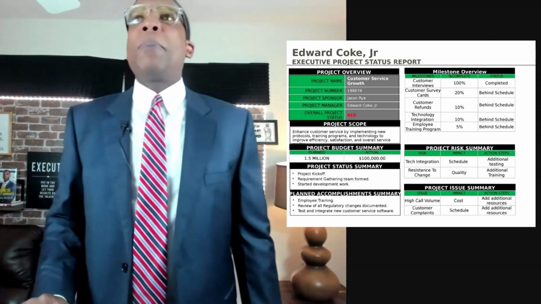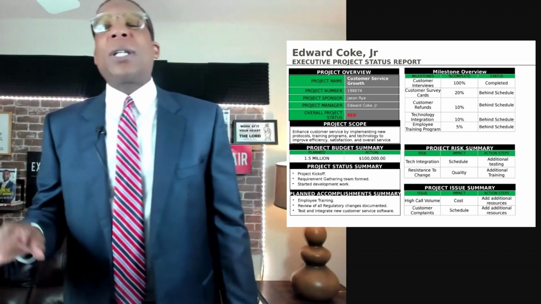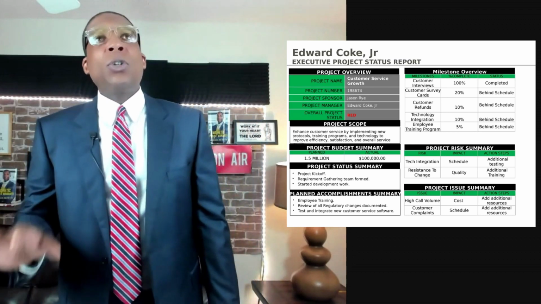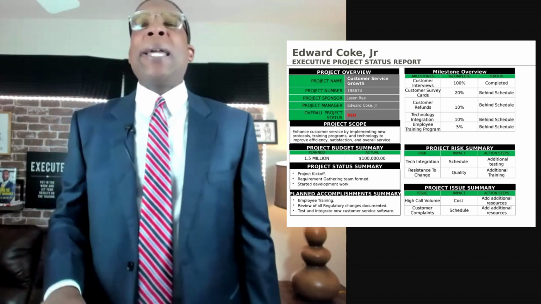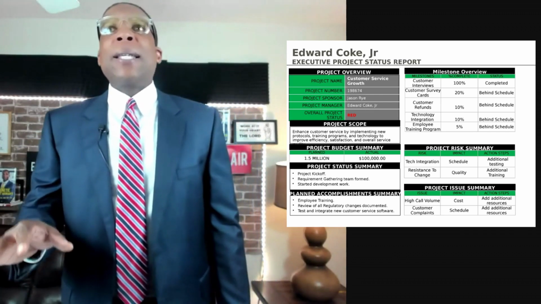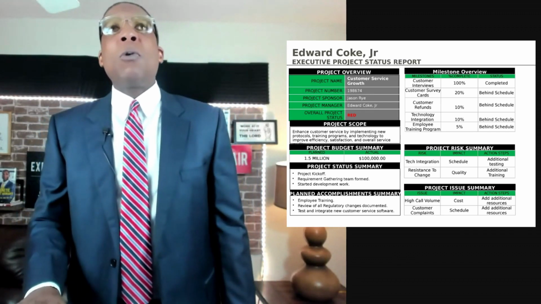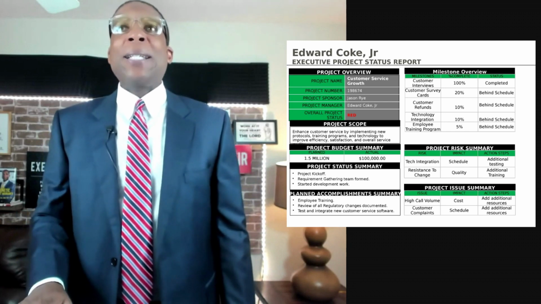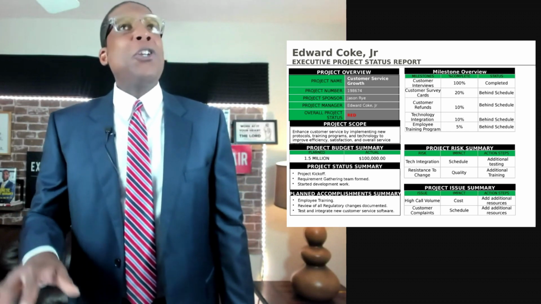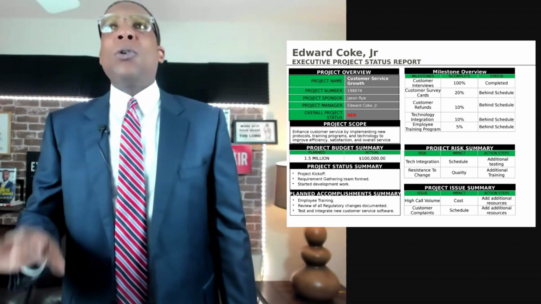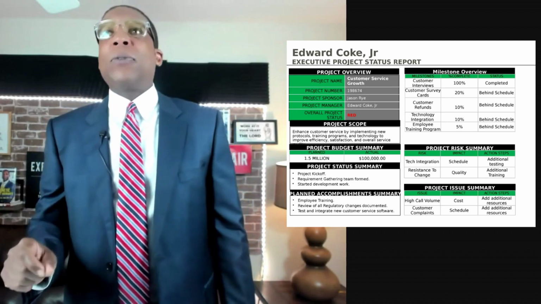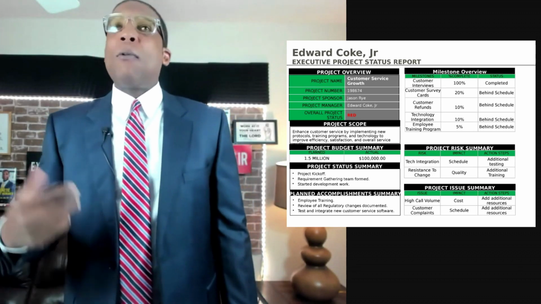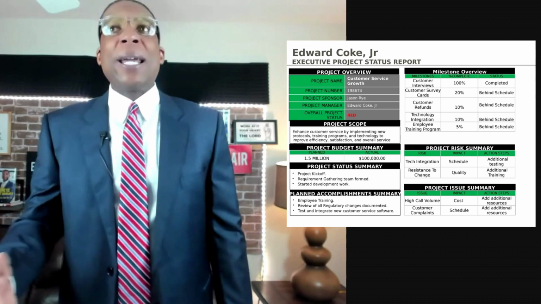The next two components are the project risk and project issue. These are two big things, and the reason why is because as an executive, I want to know what is being impacted from these risks and what you are doing about it. And you see that the verbiage in there is very short. The reason why is that I want to create a conversation.